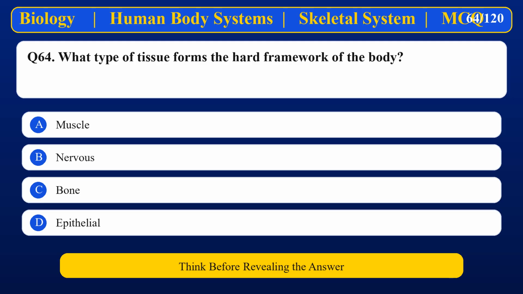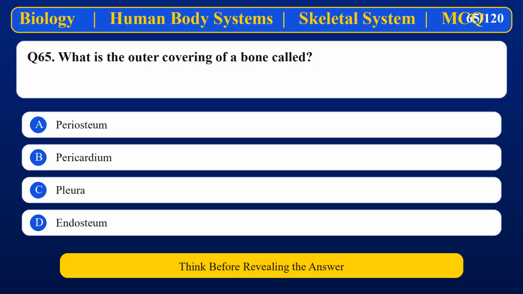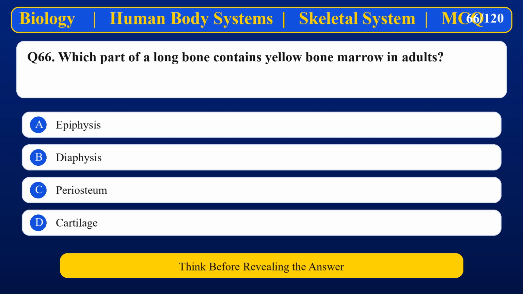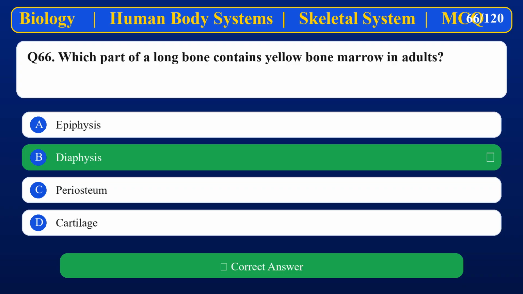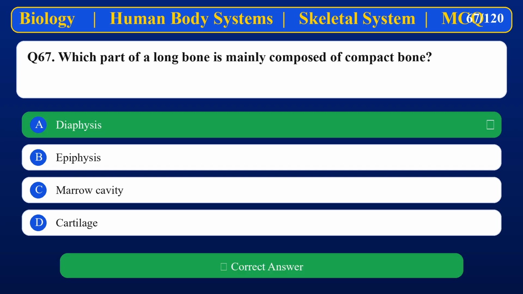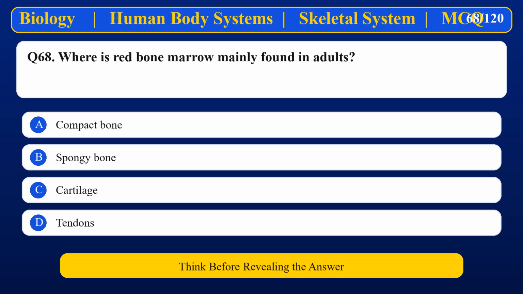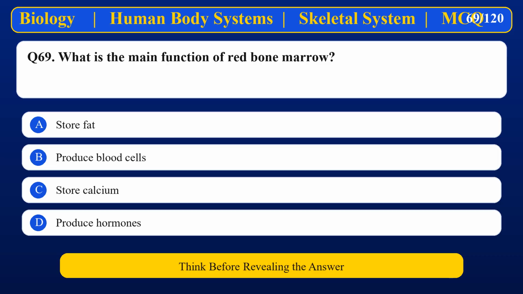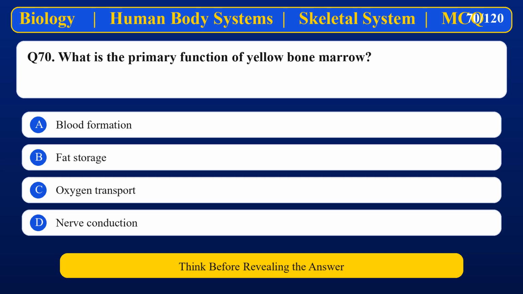What type of tissue forms the hard framework of the body? Bone. What is the outer covering of a bone called? Periosteum. Which part of a long bone contains yellow bone marrow in adults? Diaphysis. Which part of a long bone is mainly composed of compact bone? Diaphysis. Where is red bone marrow mainly found in adults? Spongy bone. What is the main function of red bone marrow? Produce blood cells. What is the primary function of yellow bone marrow?